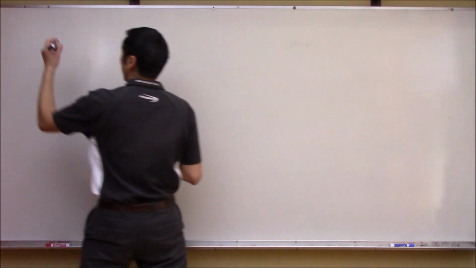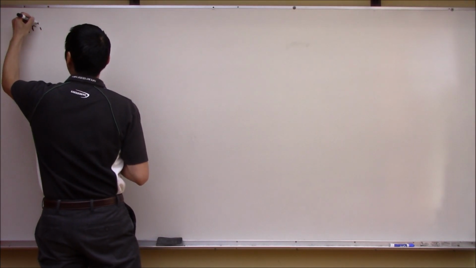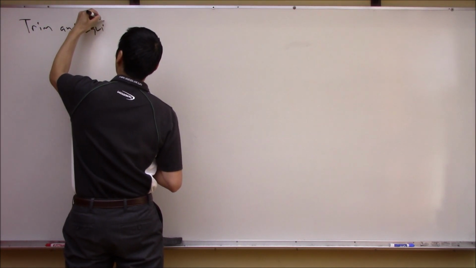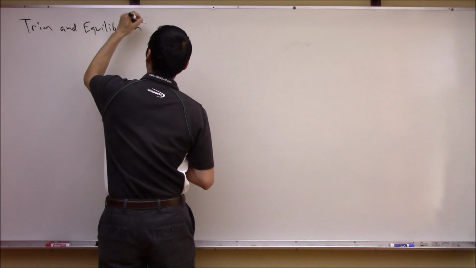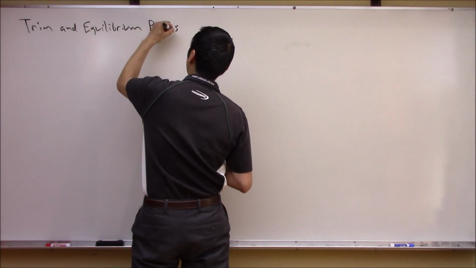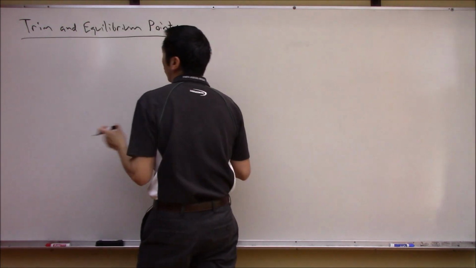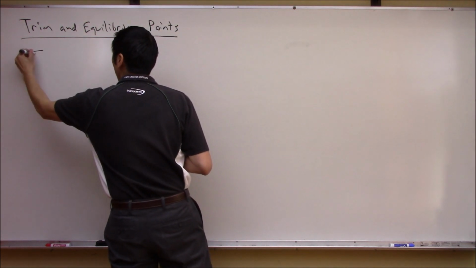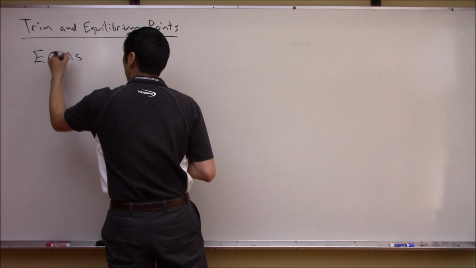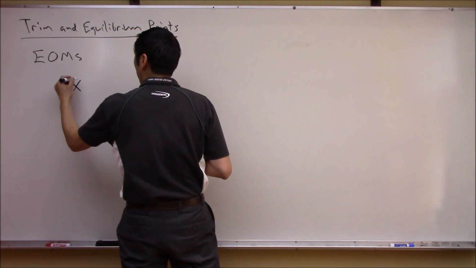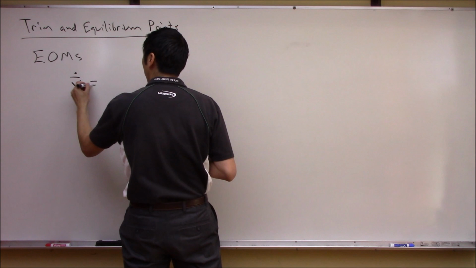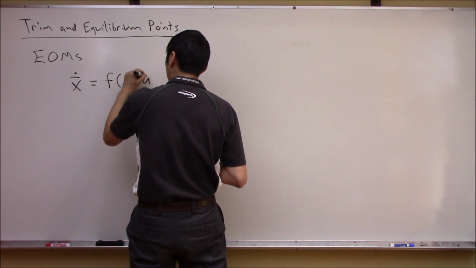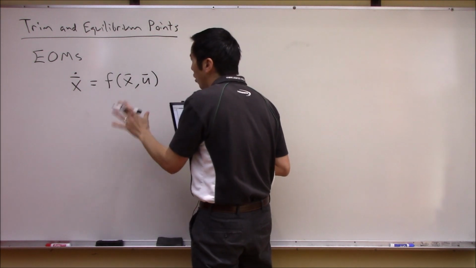Alright, so one of the first things that we maybe want to talk about is let's introduce the nomenclature of trim and equilibrium points. And we're going to see that these are not necessarily the exact same thing, okay? So to start this discussion, remember, we're talking about a dynamic system, right? And the dynamic system is probably going to be governed by equations of motion, something like, let's assume that we can get this in explicit first order form where you have x dot is some function of x and u, right? So this is our general nonlinear equations of motion.